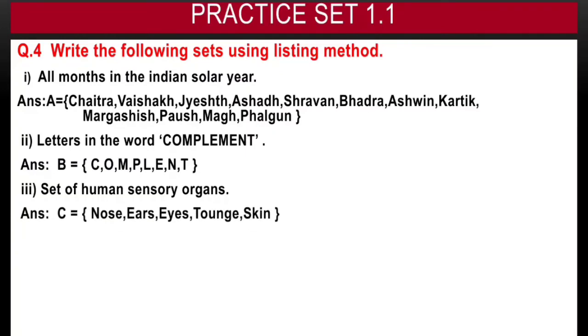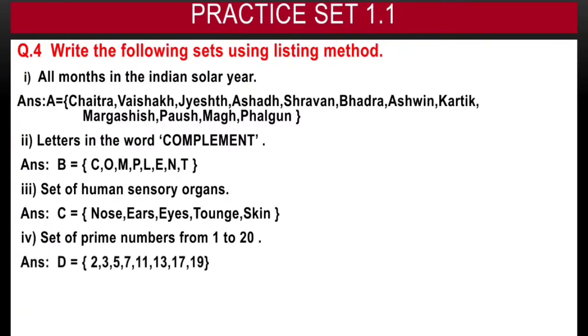Nose, ears, eyes, tongue and skin. So therefore our set C is equal to, in curly brackets, nose, ears, eyes, tongue and skin. Now the fourth example is the set of prime numbers from 1 to 20. Here you have to write down all prime numbers from 1 to 20. So which prime numbers are between 1 and 20? 2, 3, 5, 7, 11, 13, 17 and 19 are the prime numbers between 1 and 20.